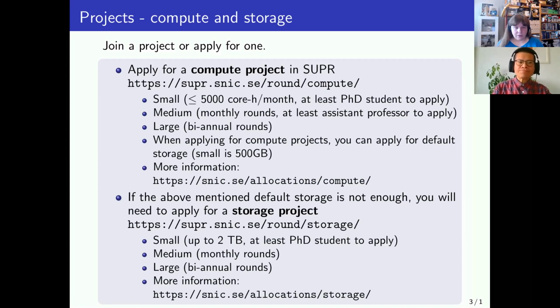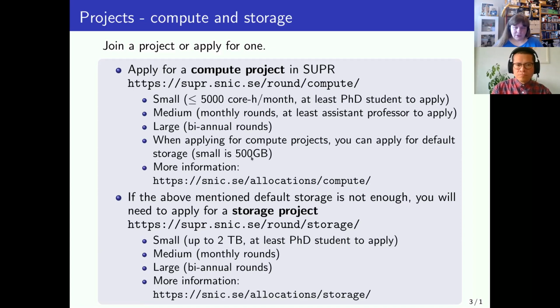So when you apply for a compute project, you can choose to apply for the default storage. You just click, yes, I want that. And then you get one of those, which is a small storage, is 500 gigabytes. And if you go to this link here on SNIC, then they give more information about all these compute projects.